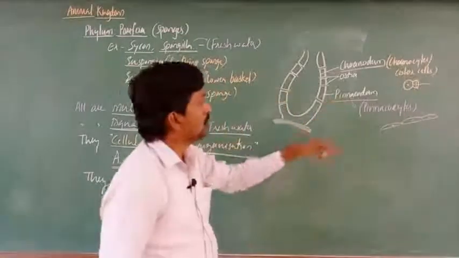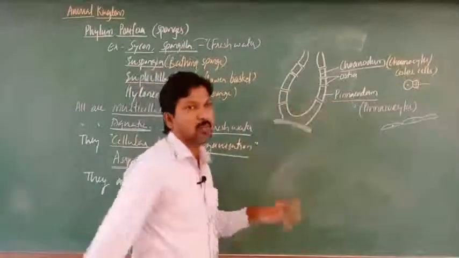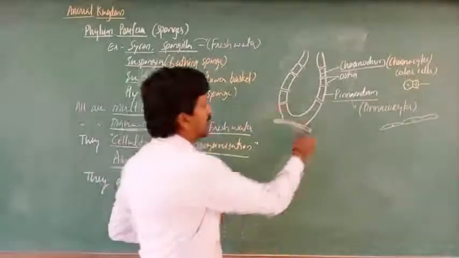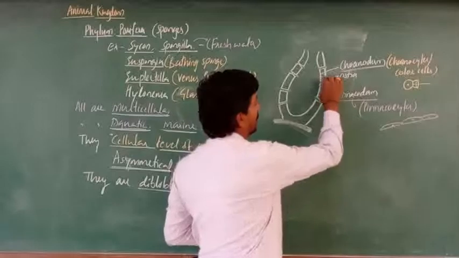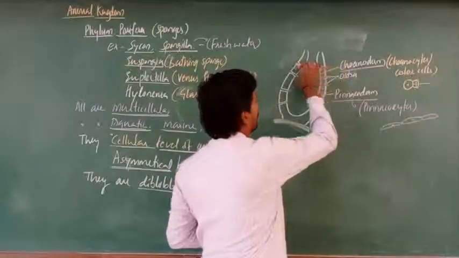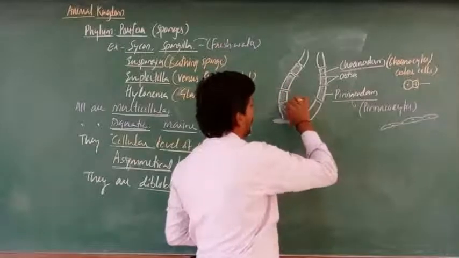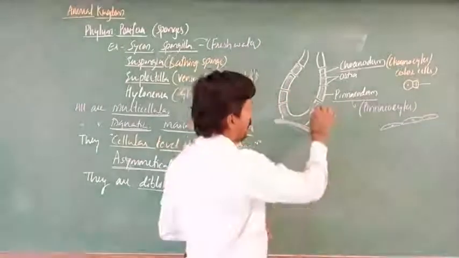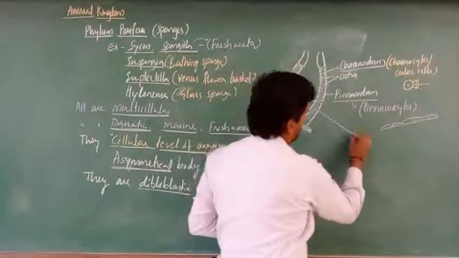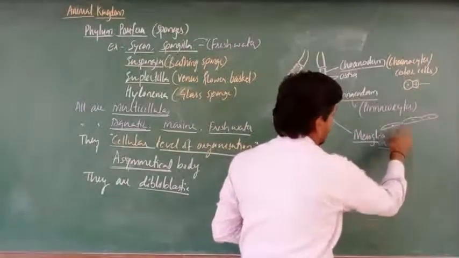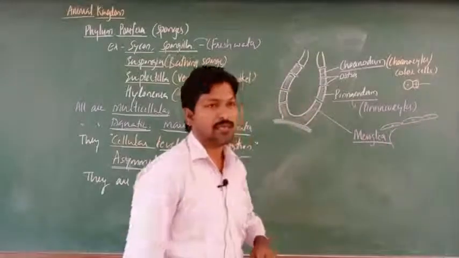So these are the two types of cells which we observed in these two layers, hence we refer to it as diploblastic. And centrally, in the middle, there is a jelly-like substance, water and some collagen fibers, which is also called mesoglea, which is made up of usually water and collagen.